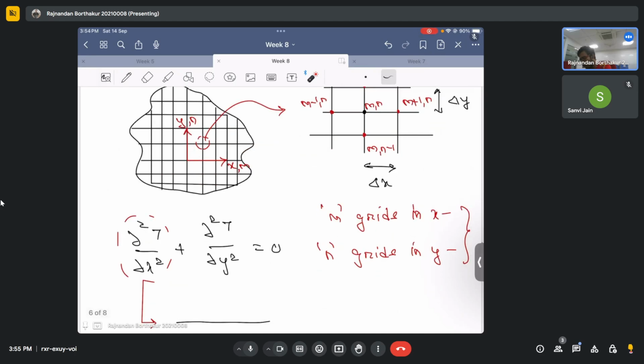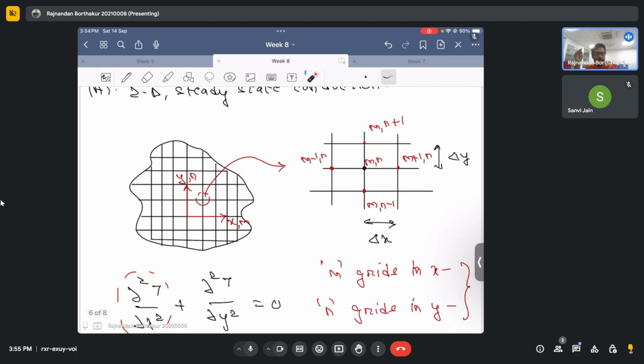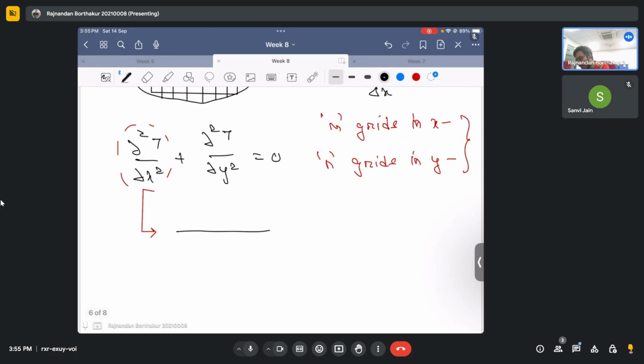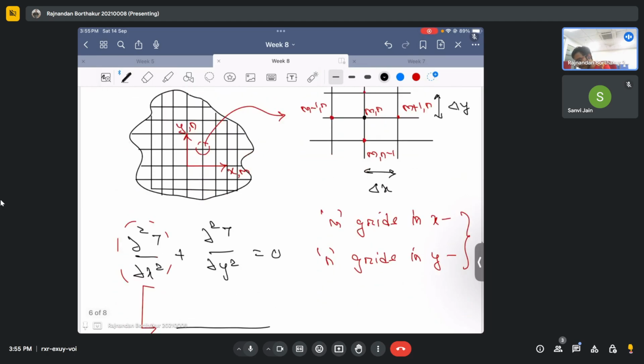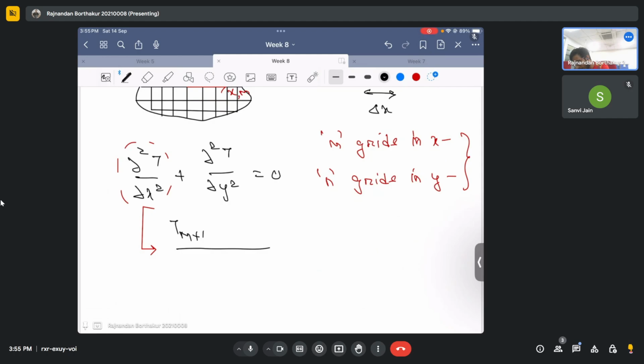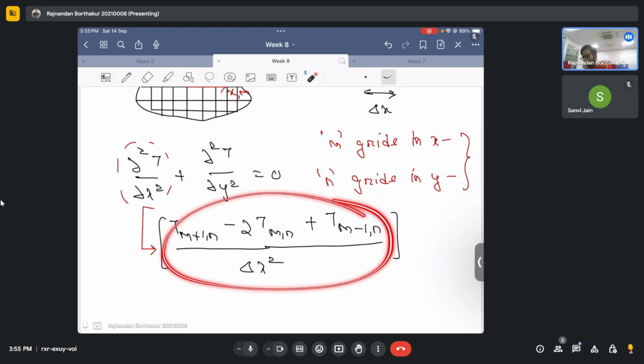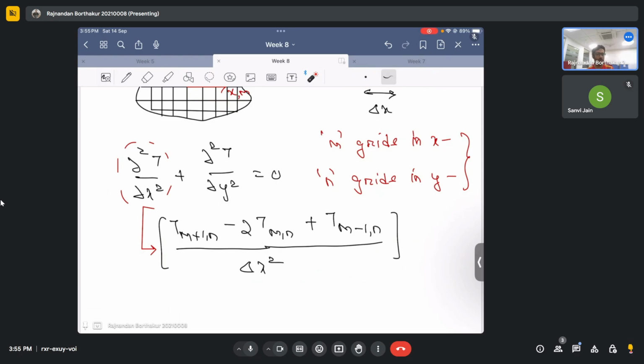Since I need to write del 2T by del x2, I need to check the gradient along this x direction. Therefore, I need to write the temperature of this grid point in terms of this and the other grid points. So if you remember, or if you at least saw the lecture series, this del 2T by del x2 can be written as T at m plus 1 comma n, minus 2 times T m comma n, plus T at m minus 1 comma n, divided by delta x squared. Did you see such an expression before?